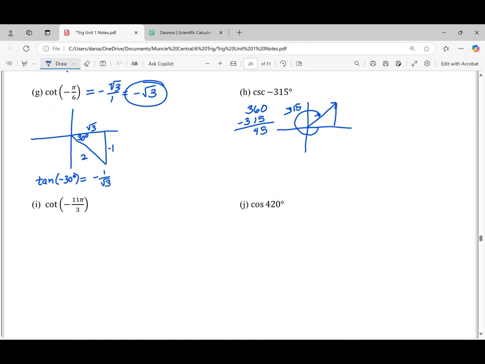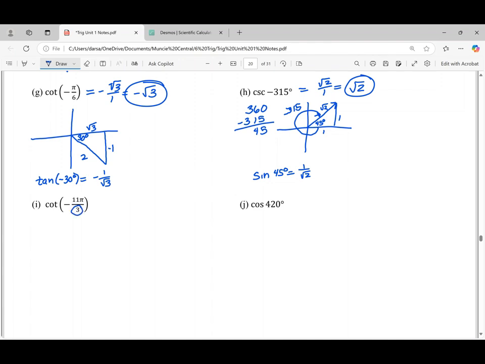And the good news is in the first quadrant, everything is positive. So this is a 1, 1, square root of 2 triangle. Cosecant is the flip of sine. So what is the sine of this 45-degree angle? Well, that's 1 over square root of 2, and then we're going to reciprocal that without rationalizing it. We'll reciprocal that to square root of 2 over 1, or just the square root of 2, is the cosecant of negative 315 degrees.